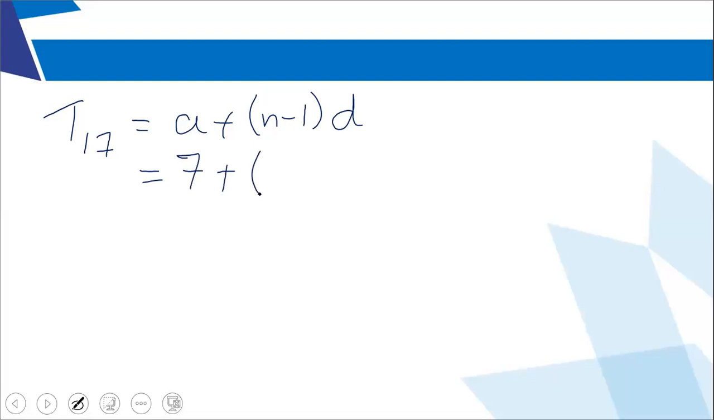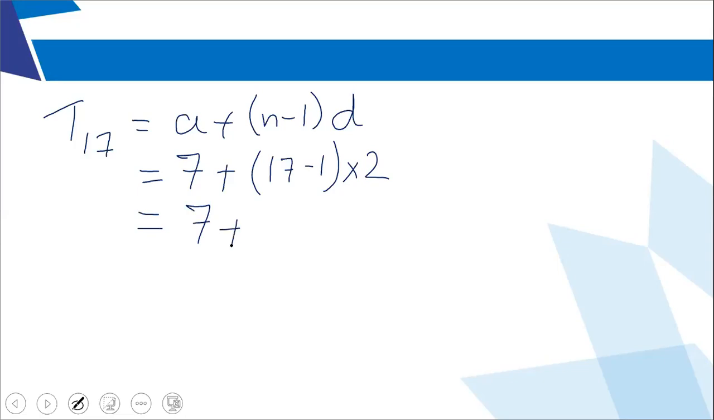What will I put in place of n? 17. Sorry, it is n minus 1, which will be 16. No, tell me just n. 17. You have to show the step, children. Why will you directly write 16? You have to first show that you are going to calculate the value of the 17th term. So the first logical step is you please put 17 minus 1. What is d? 2.